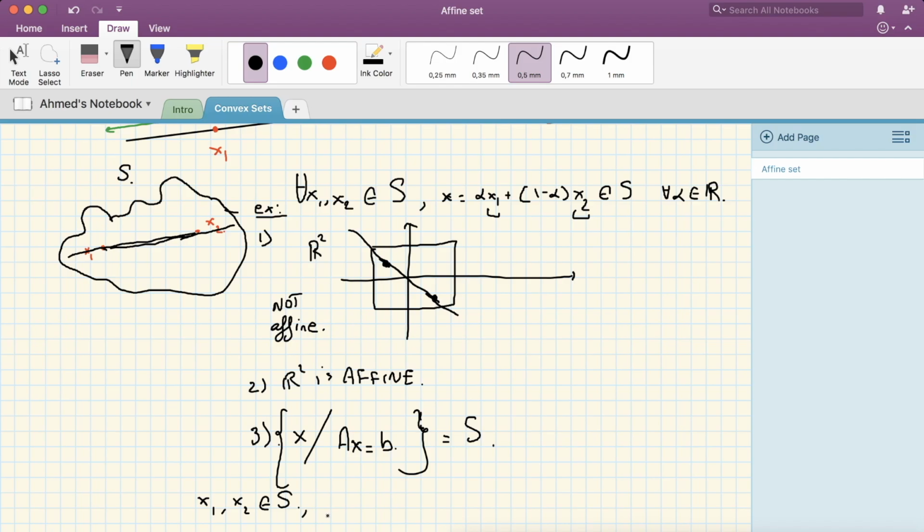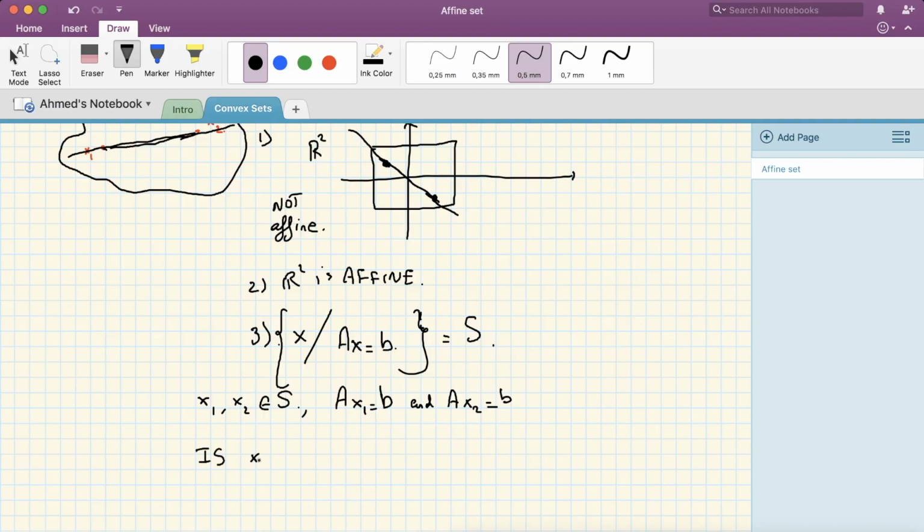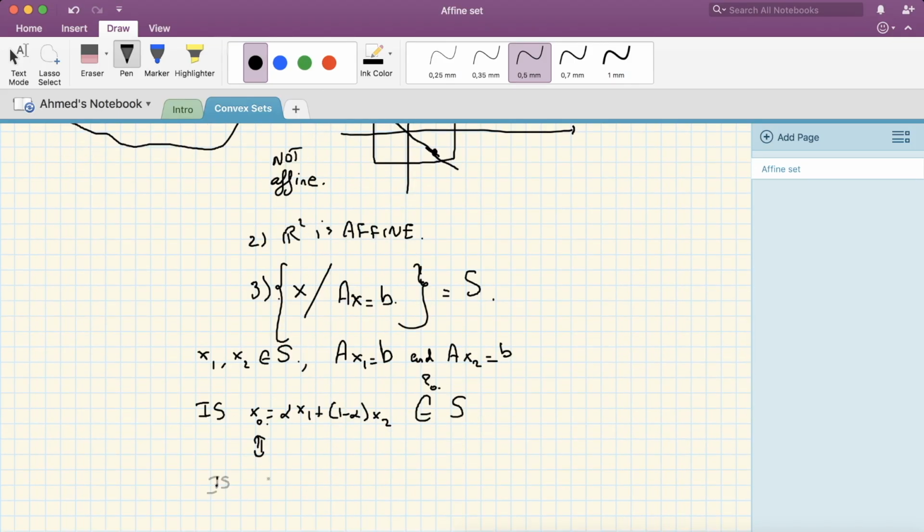So if they're in the set, then both of them should solve Ax = b. Now the question is: is x = αx1 + (1 − α)x2 again in S? Let's call it x0. So another way of asking this question is: is Ax0 equal to b? Let's find out.